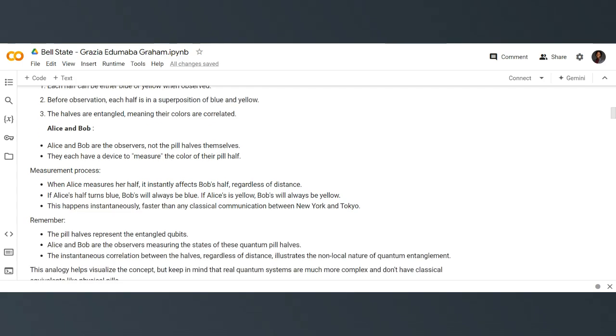Measurement process: when Alice measures her half, it instantly affects Bob's half, regardless of distance. Mind you, one is in Tokyo, one is in New York. If Alice's half turns blue, Bob's will always be blue. If Alice's color is yellow, Bob's will always be yellow. This happens instantaneously, faster than any classical communication between New York and Tokyo.